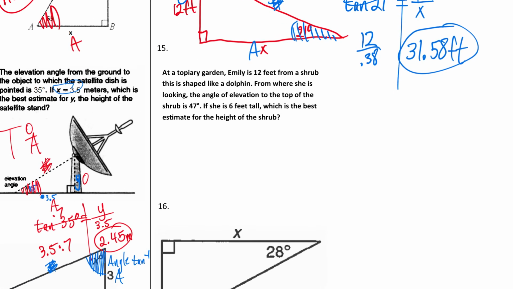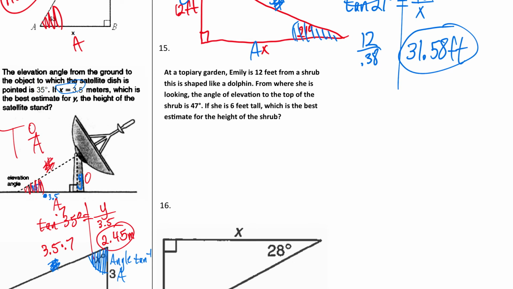All right, number 15. At a topiary garden, Emily is 12 feet from a shrub shaped like a dolphin. From where she is looking, the angle of elevation to the top of the shrub is 47 degrees. If she's 6 feet tall, what is the best estimate for the height of the shrub? Okay, so you got this shrub over here. It's in the shape of a dolphin, whatever. Okay, so she is 12 feet away.